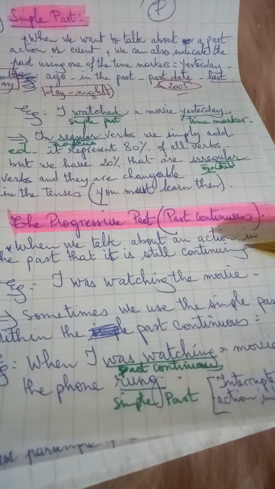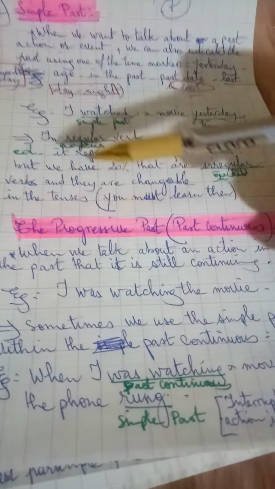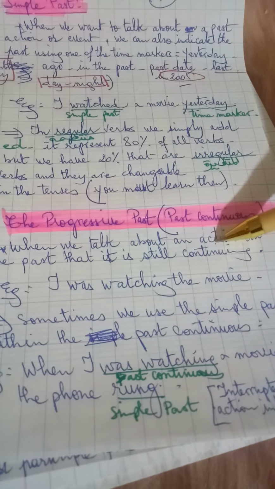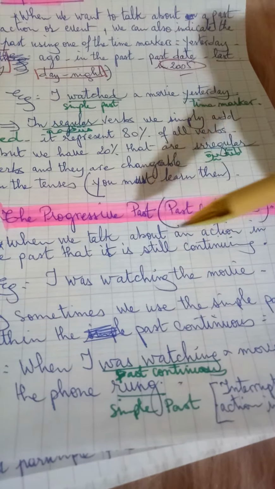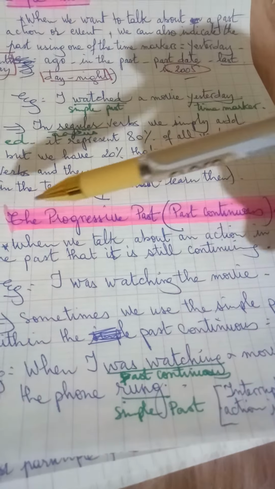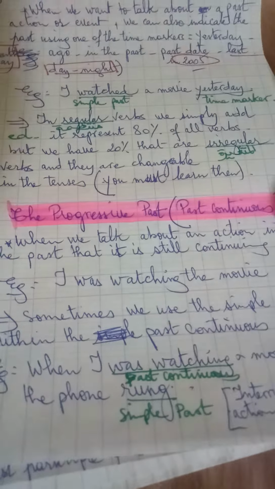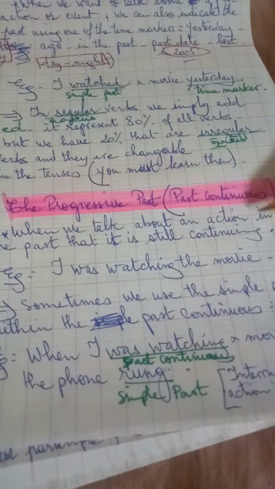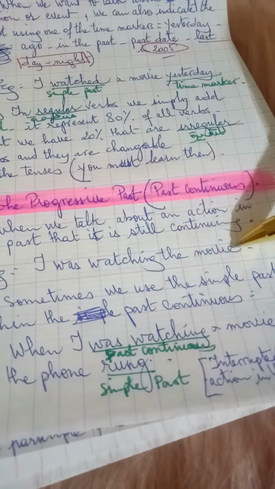With making a trace here. Okay with making a trace we'll say when we talk about an action in the past that is still continuing. معناه هنا كي نتكلموا على une action في الباسي ولكنها ما زالت متواصلة. For example I was watching the movie.